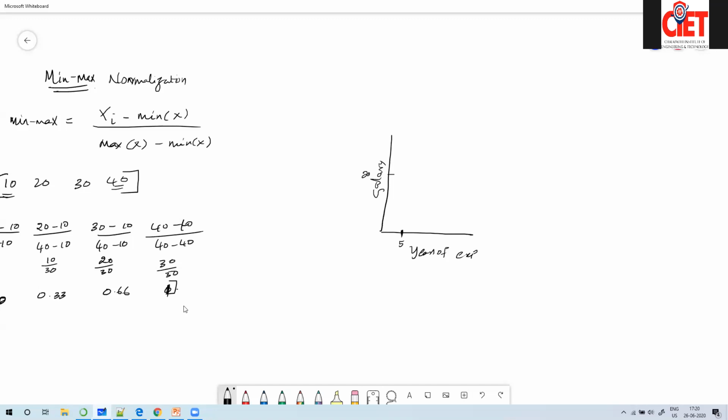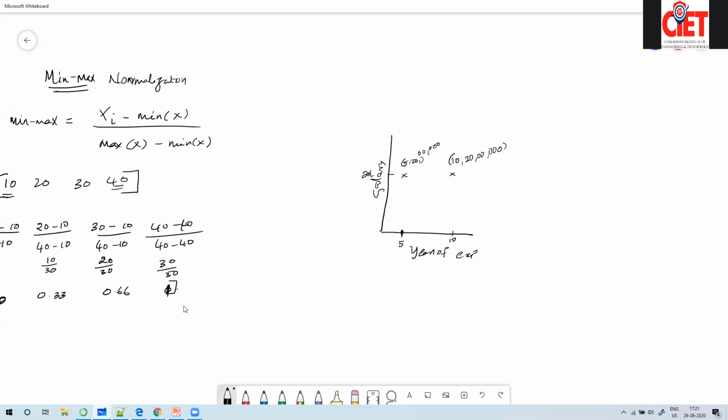20 lakhs. So this is 20 lakhs. So that observation is here. 5 years of experience, 20 lakhs. So we can write this as 5, 20. Now there is another person who has the same salary and 10 years of experience. So this is 10, 20, but 20 is in lakhs actually. So this is the actual data, and here it is also 20.